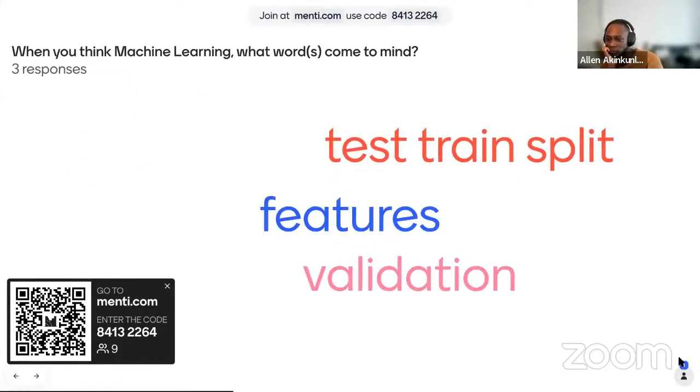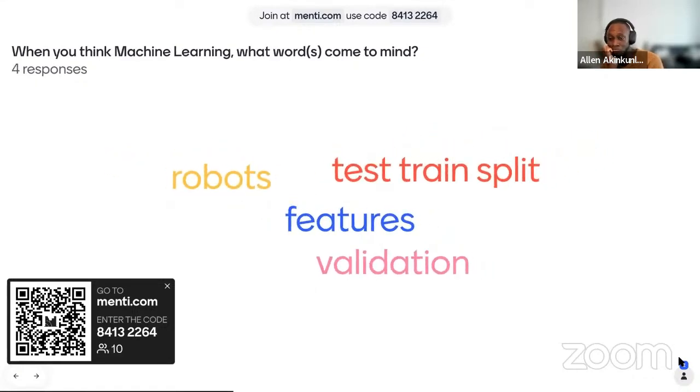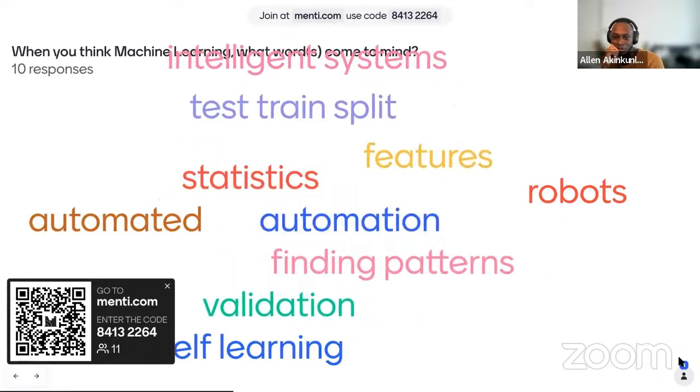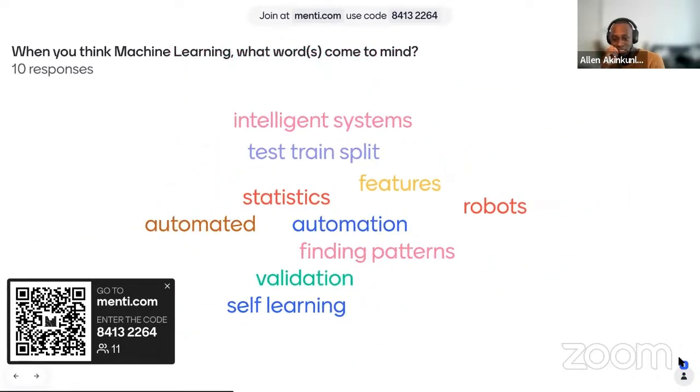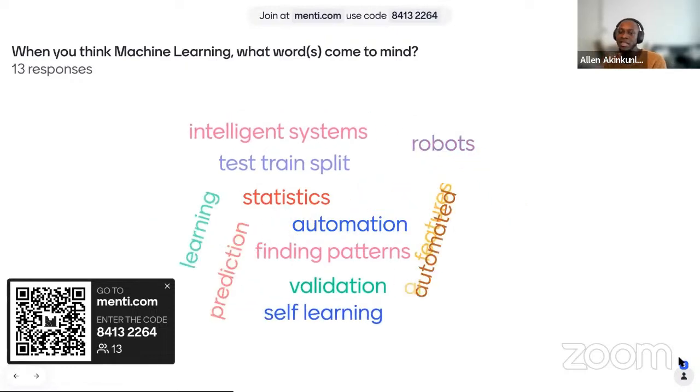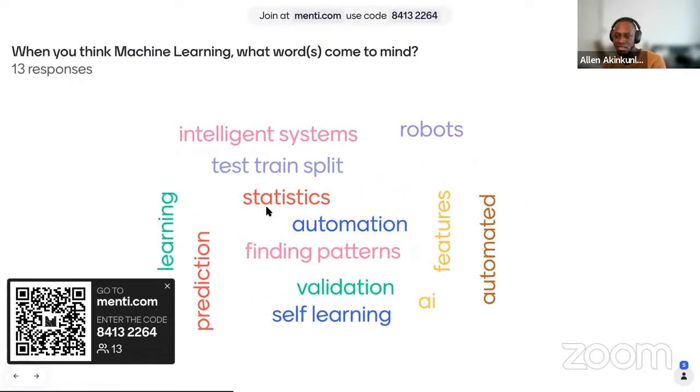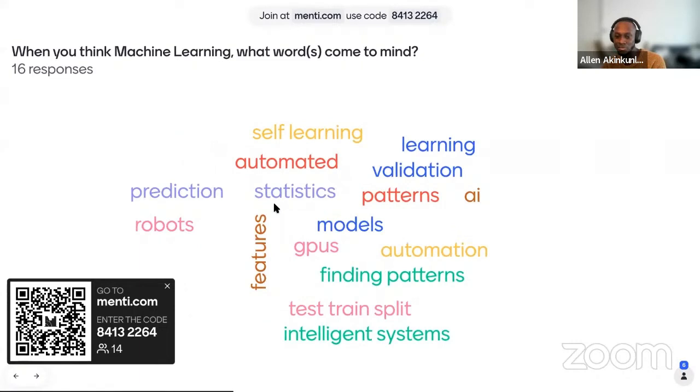Cool. Features, yes. Validation, I like that. Test, train, split. Robots, yep. Some see them as robots, yep. Let's wait for more responses. We have automated statistics, intelligent systems, yep. Self-learning, that's a very good one. I like that one. Automation, absolutely. Finding patterns, yep. I particularly like statistics, because statistics in this field doesn't get the attention it sometimes deserves. So I like that one. AI, yep. GPUs, yep. So yeah, these are very good.